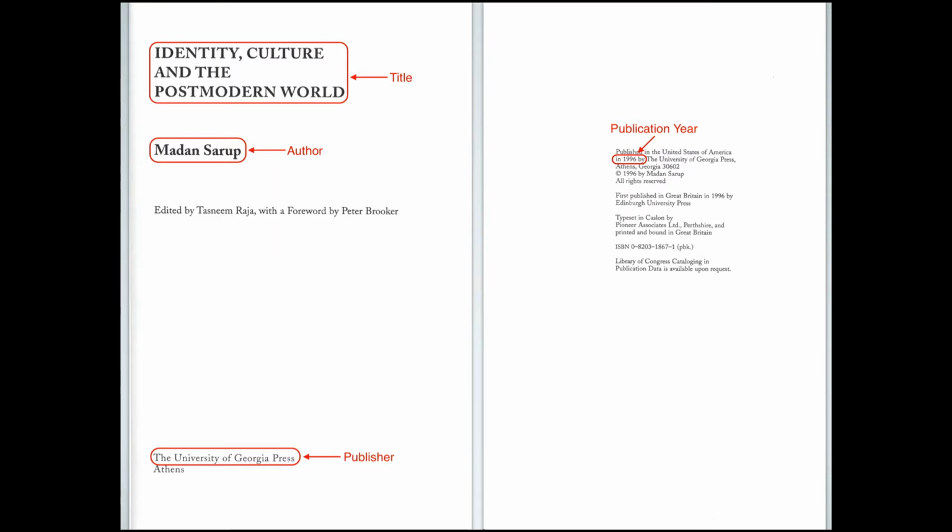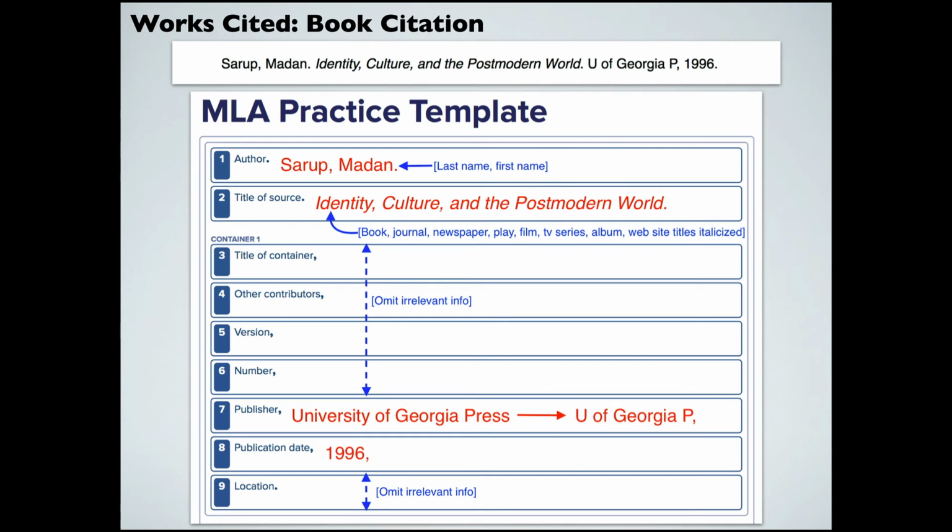Let's see an example of a book citation. Open the book to the publication information pages, where you see the title, author, publisher, and publication year. Let's plug that information into the template. On line 1, we have the author's last name, comma, first name, period. On line 2, the title of the book, followed by a period. Since it is a book, the title is italicized.